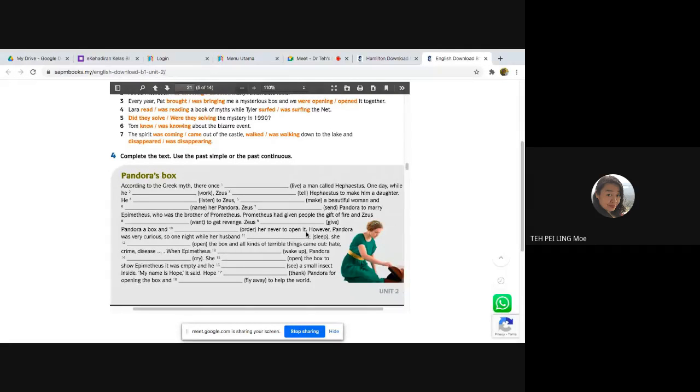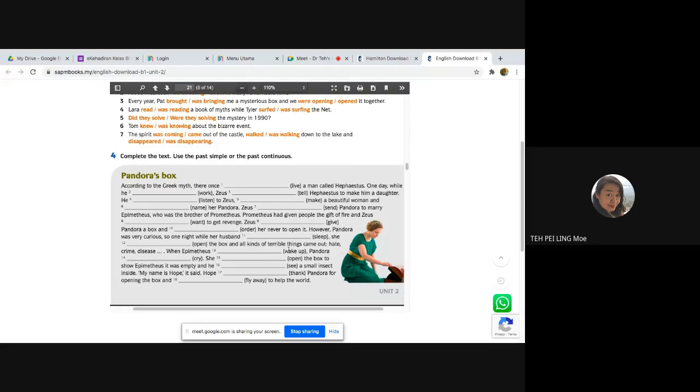Sometimes when people tell you don't open, somehow you still open, right? People say don't eat, you will eat. Don't open, you will open. Don't see, you still see. Don't watch, you watch. Don't play, you still play your games. So however, Pandora was very curious. She wanted to know what's inside. So one night while her husband was sleeping, she opened the box, and all kinds of terrible things came out.